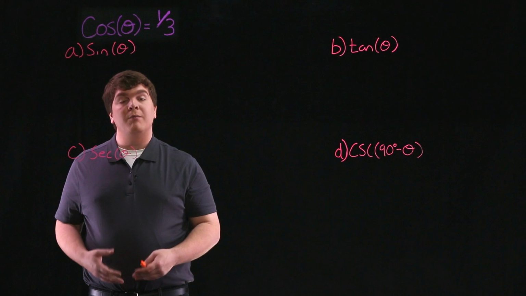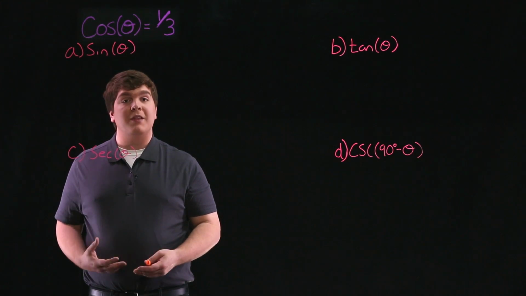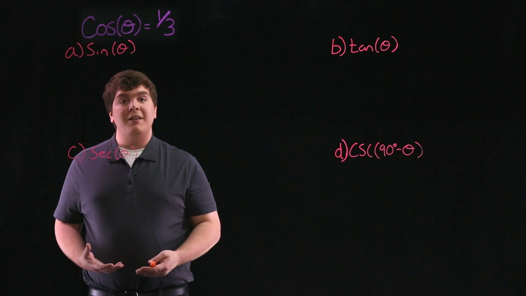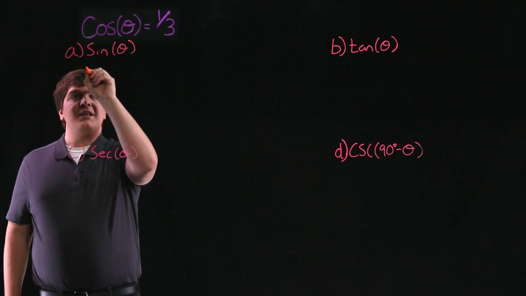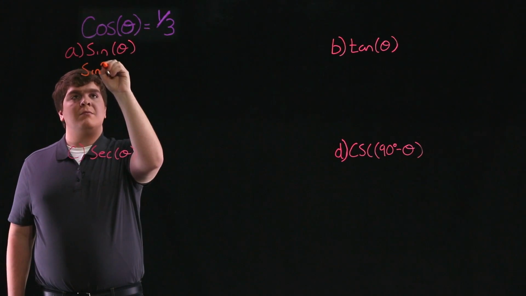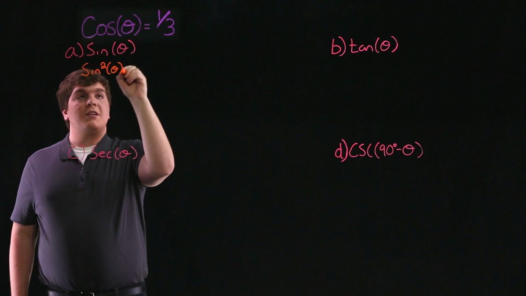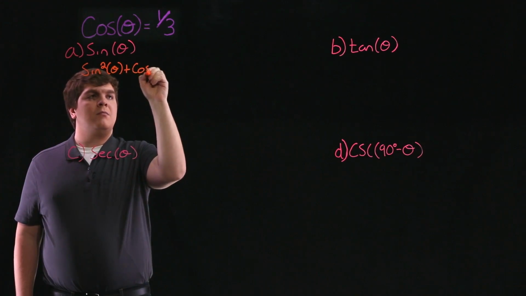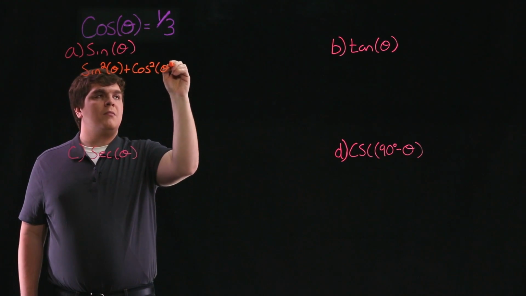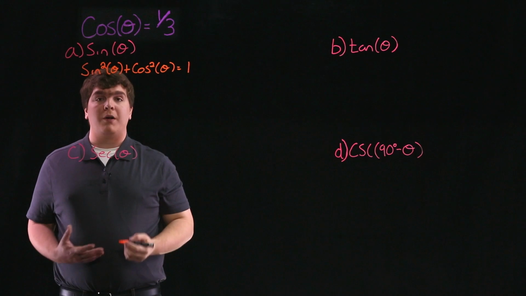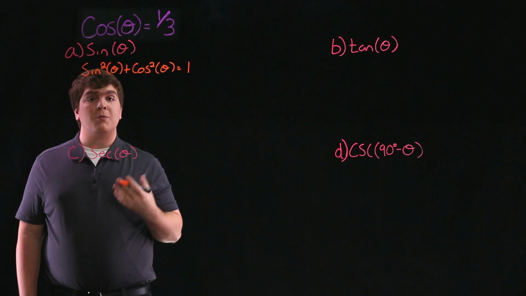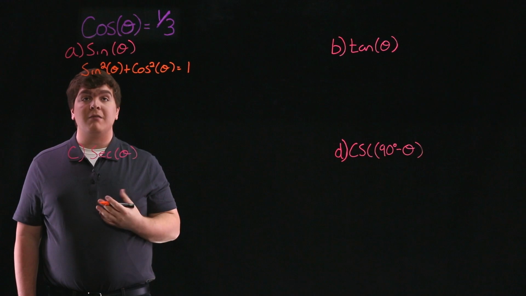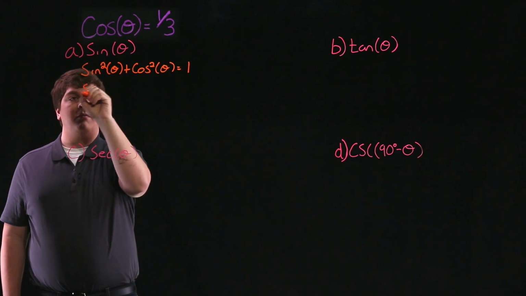To find sine of theta, we'll want to use one of the identities that relates sine and cosine. The identity that relates sine and cosine is the Pythagorean identity, which states that sine squared of theta plus cosine squared of theta equals 1. So since we know that cosine of theta is equal to 1/3, we can substitute this in and solve for sine of theta.